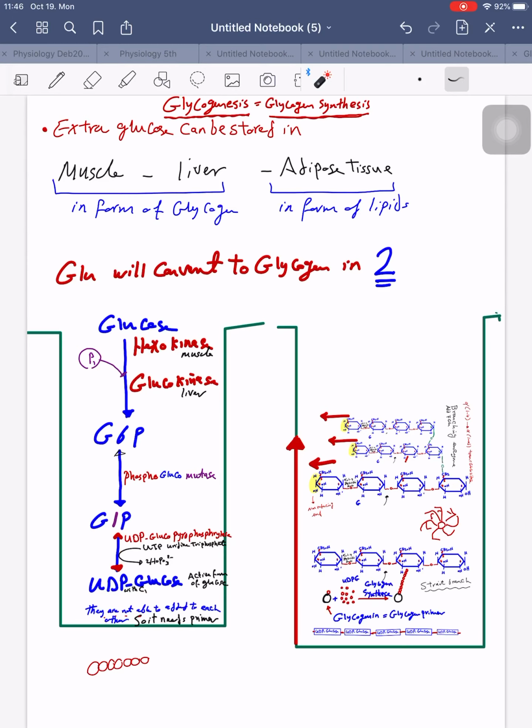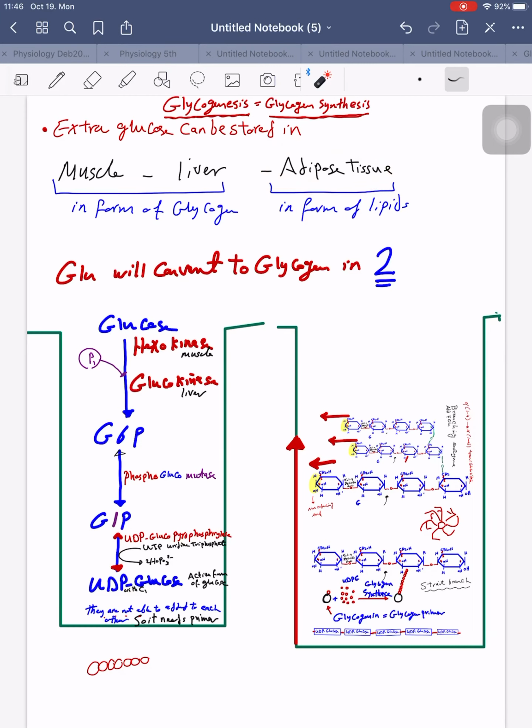And usually we build up glycogen once we have extra glucose and it should be stored. So we eat, we have too much glucose in our body, we have enough energy. Remember what I'm saying. We have enough energy component like ATP, we have enough glucose, we have too much phosphorylated glucose, then we should store it in three organs. So the extra glucose can be stored in the muscle or in liver or in adipose tissues. And we store the glucose in the muscle and the liver in the form of glycogen, while we store the extra glucose in adipose tissues in the form of lipid.